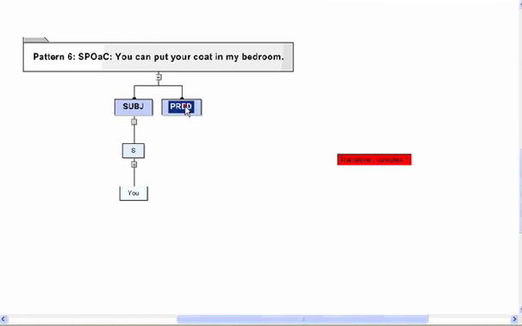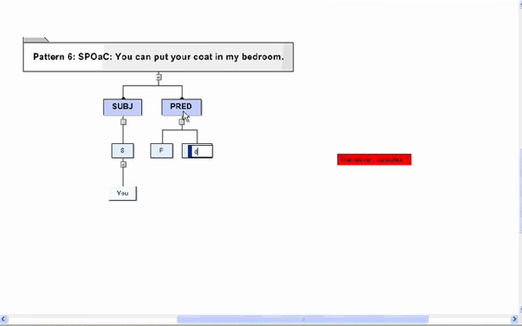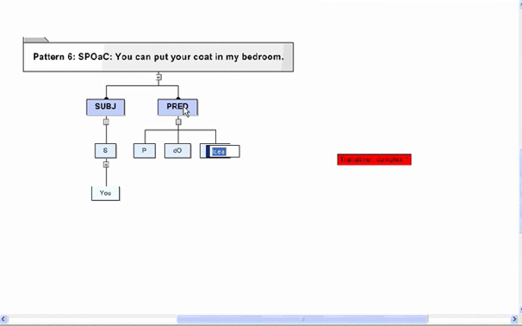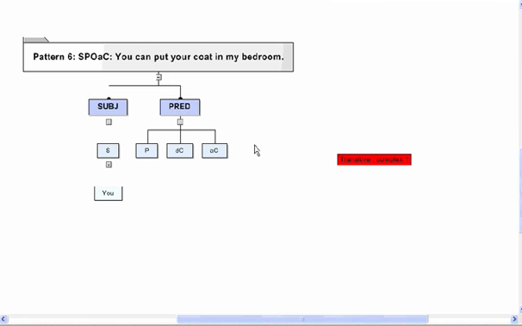In the sentence, the predicate consists of a predicator, a direct object, and an adverbial complement. Adverbial complement, because you can't stop at "you can put your coat." You have to say where it's going to be.